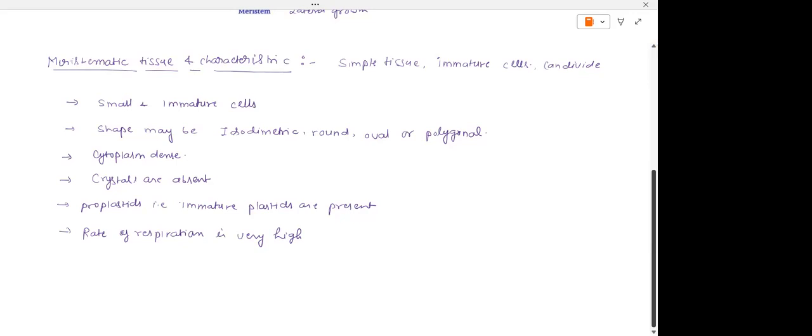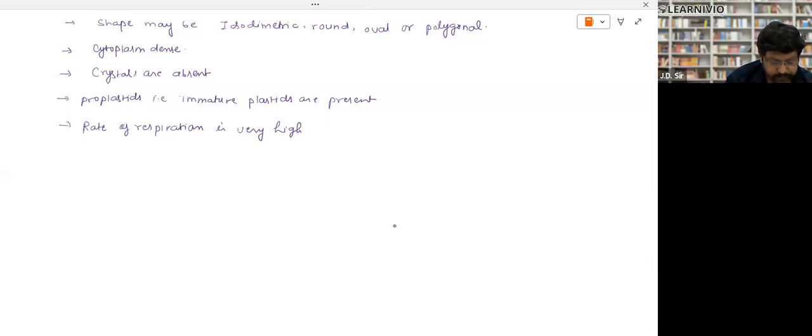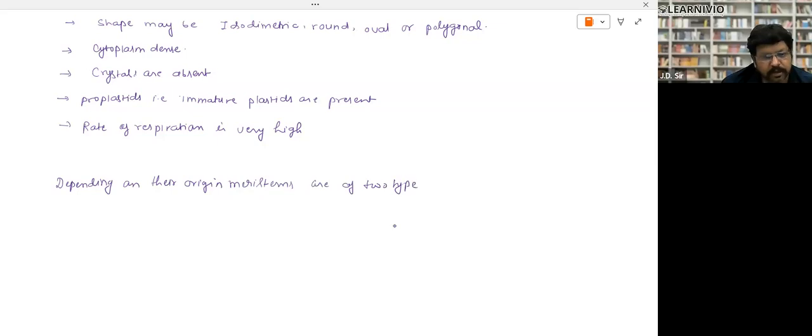Yes, sir. Okay, great. Let me check with the NCERT as well. Fine. Primary meristem. So further we can divide. It is given in your NCERT. Further, the meristematic tissue can be divided into two categories, right? So please note it down. Depending on their origin, meristems are of two types. Right? This is on the basis of origin.